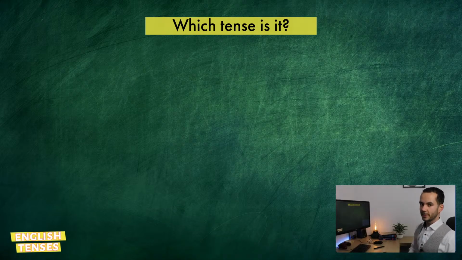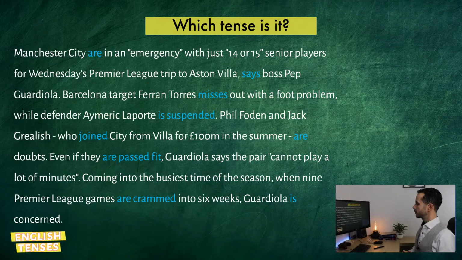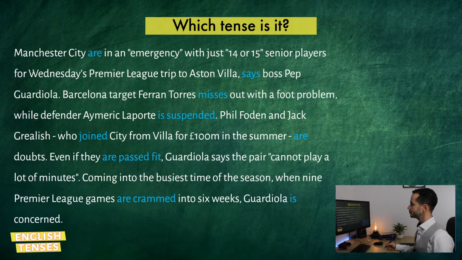Which tense is it? Here is a text from the BBC, and the question is, which tense is highlighted? These can be all of the tenses we've discussed until now: present simple, present continuous, present perfect and present perfect continuous, including all the past tenses related to these different verb tenses. We'll start at the beginning, and I need to change the color of the pen, and I'll make it white.